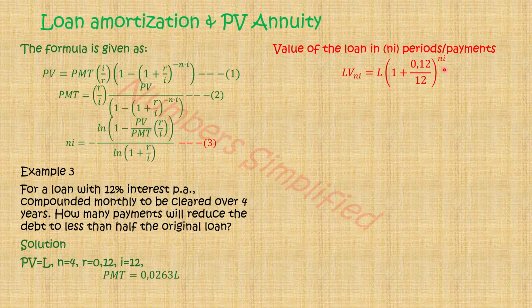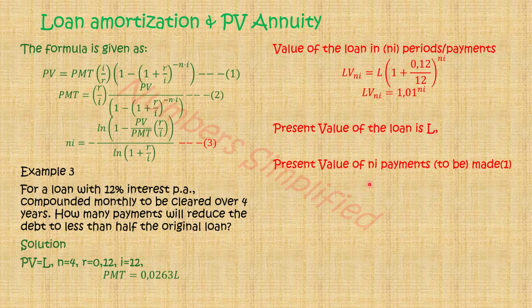And that is what would have given us the future value of the loan after NI payments. Now from the previous step, we know that 1 plus 0.12 divided by 12 would give us 1.01, raised to the power NI. So that would be the value of the loan after NI payments, that is in the future state. Now, we know that the present value of the loan currently is L, so we would keep it to that.